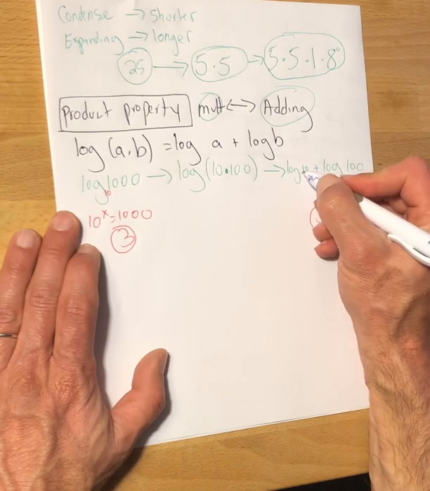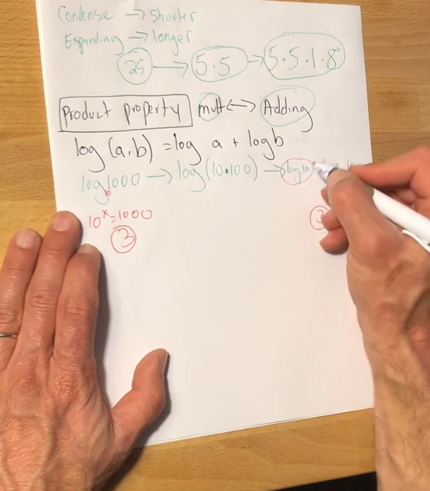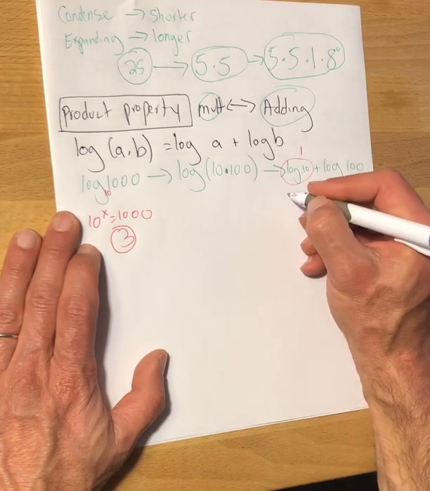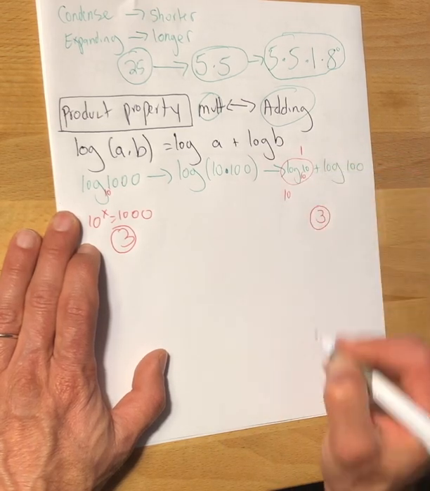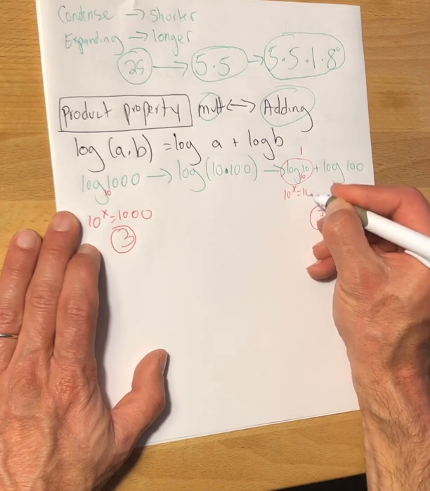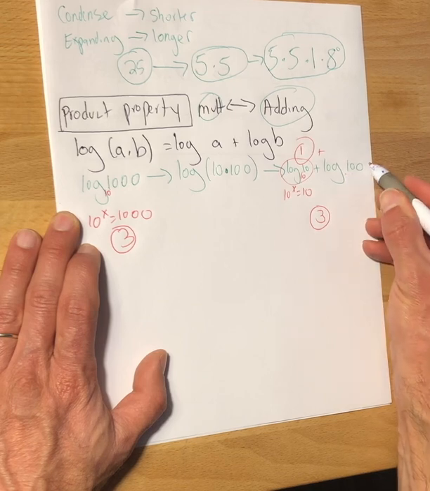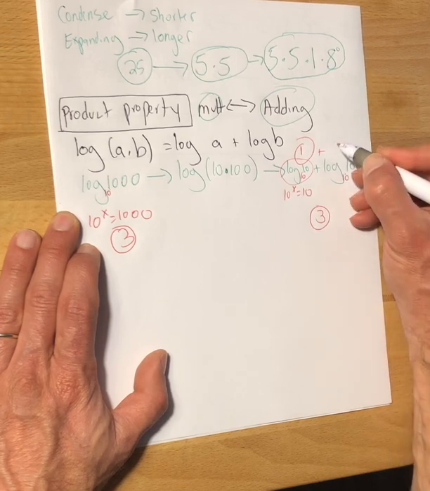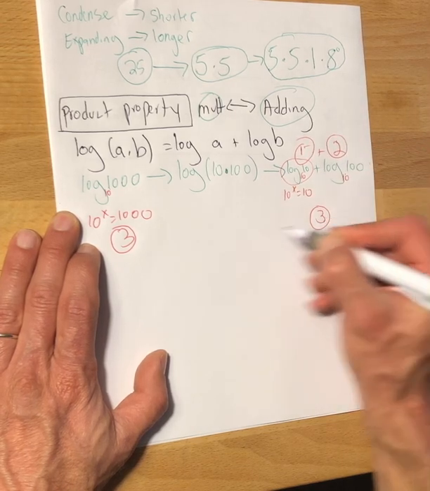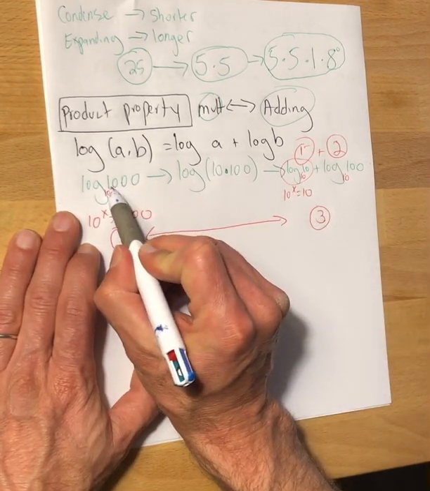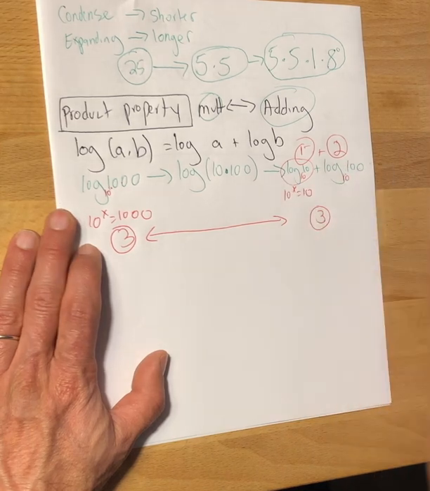This is also going to give me 3. Watch. This is log 10. If you do this in your calculator, it's going to be 1. Because it's asking, there's an invisible base 10. 10 raised to what power equals 10? So 1 plus. 10 raised to what power equals 100? There's an invisible base 10. 2. 1 plus 2 is 3. See, these two are exactly the same. This is called the condensed version. This is called the expanded version.